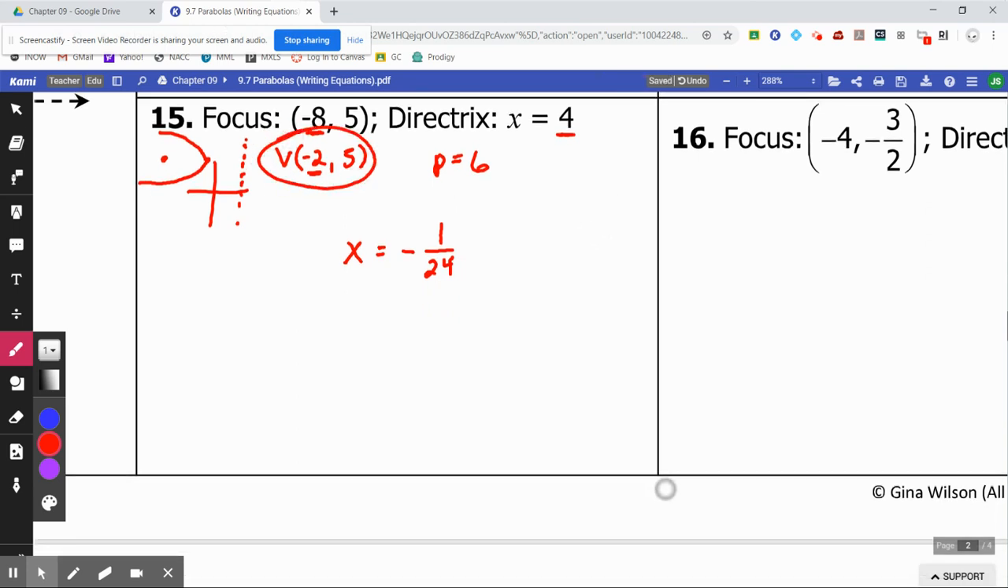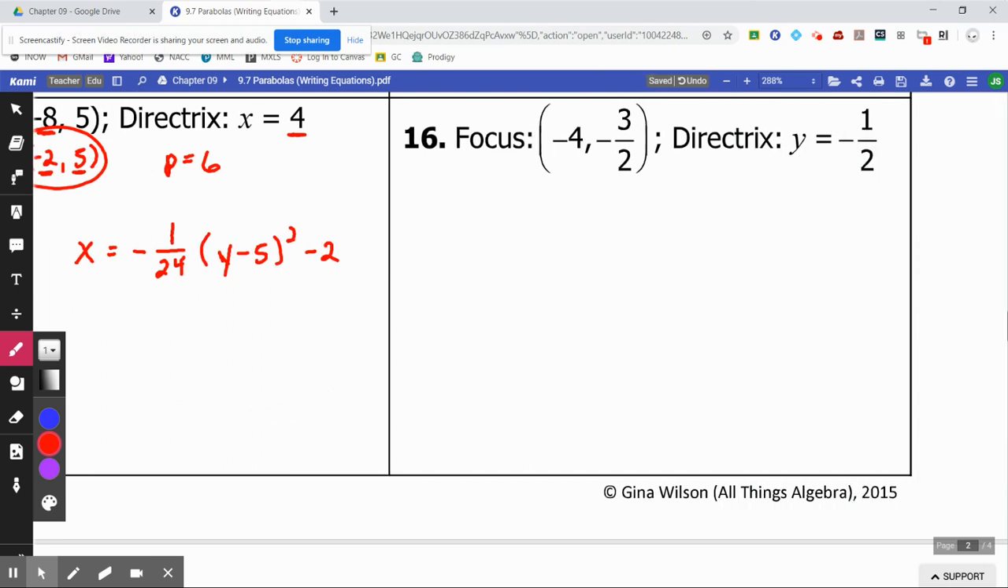Now let's translate it to here. So we have y stuff squared inside parentheses. We've got to move it up 5, so we're going to put a minus 5 on our y. Then we got to move it left 2, so just put the minus 2 just like it says. And there's your parabola. Number 16.